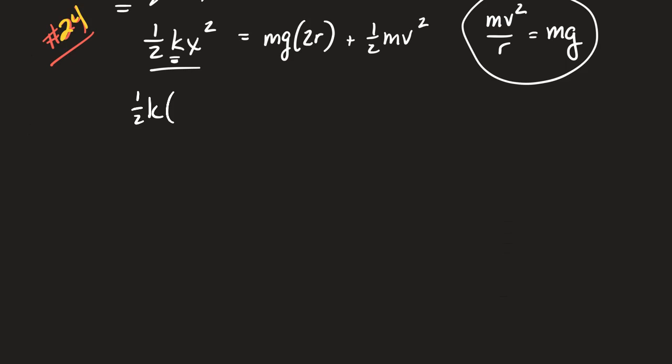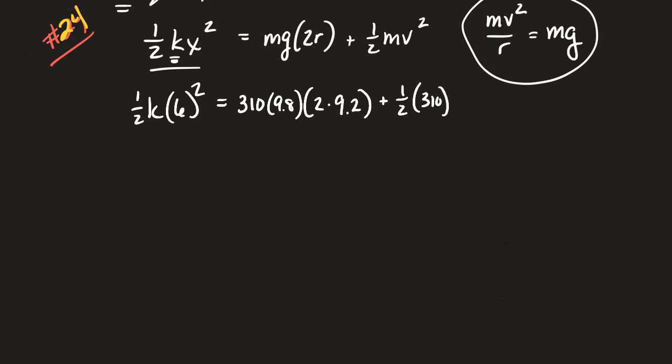Maybe they don't tell me how far back to pull it. It was 6 meters. 6 squared equals, we will need the mass. So they give it as 310. So 310 times 9.8 times 2 times, and I think the radius in my problem is 9.2, plus 1/2 times 310.